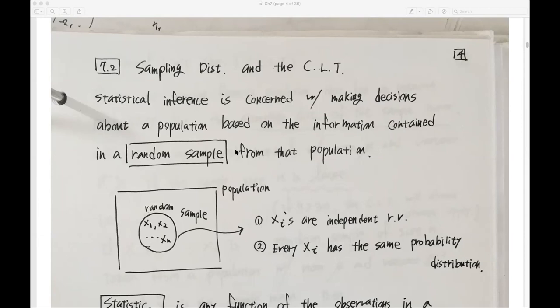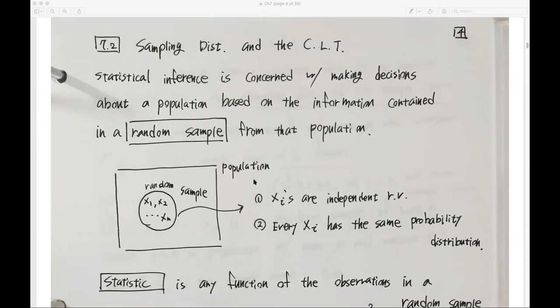Why? Because depending on how we collect the sample, the sample mean will be determined. It means the statistic will be determined, and that means the population point estimator will be determined. So the sampling is quite important, but we assume that we're going to get the sample by random.